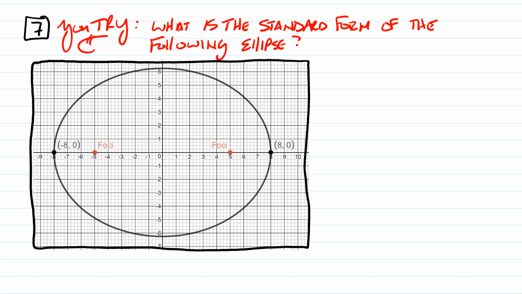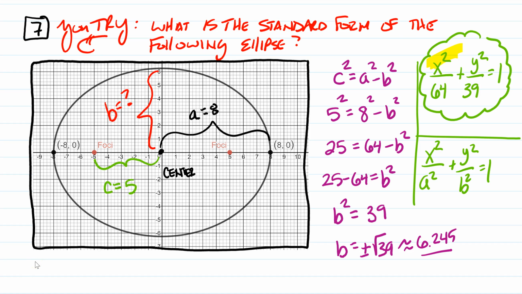This is a you try. What is the standard form of the following ellipse? So take a look at it and see if you can figure out what all the pieces are and put it together. Okay, hopefully you got the right answer of x squared over 64 plus y squared over 39 is equal to 1. If you did not, let me show you how to do it.